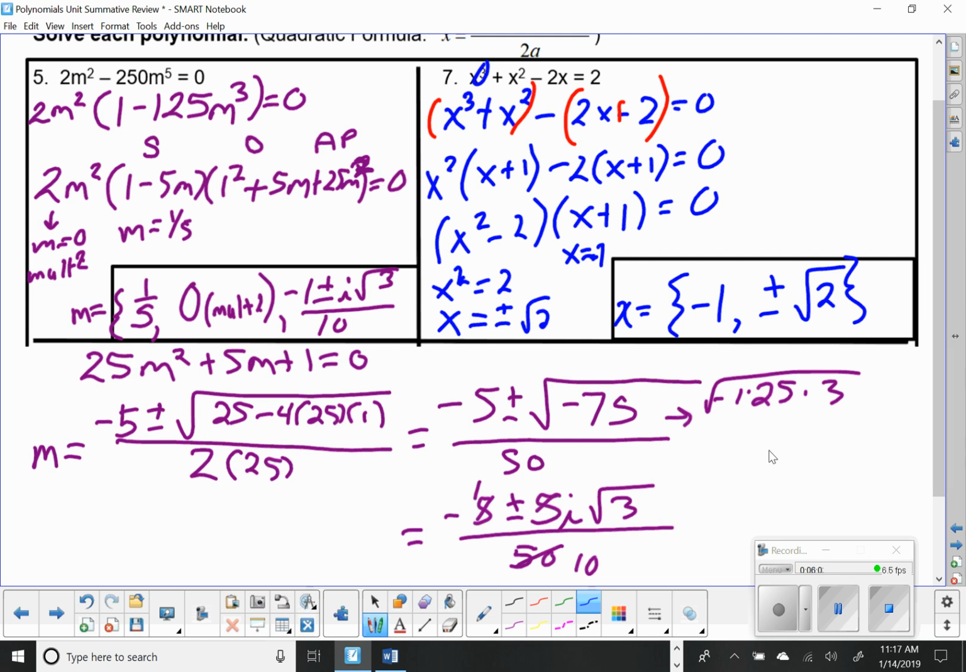If you want to, you can pause the video and take a look. Again, greatest common factor, difference of cubes, and quadratic formula to get all my solutions here. This one was factor by grouping.